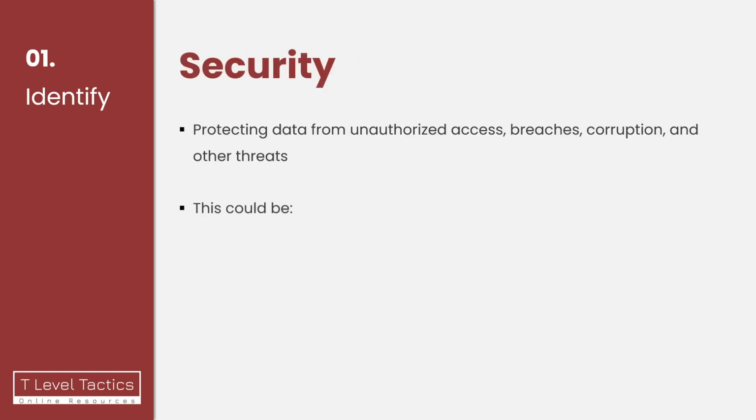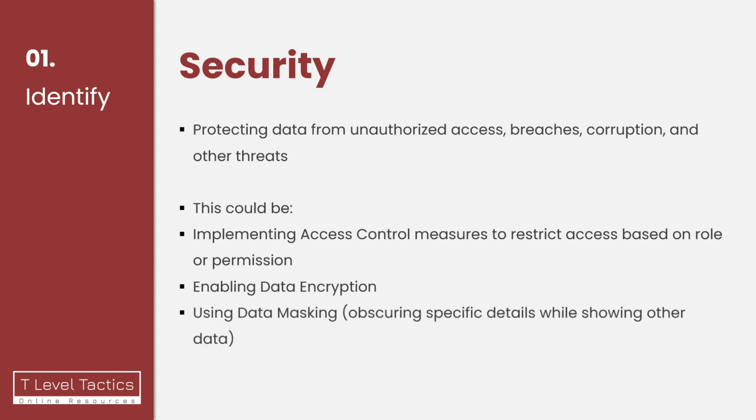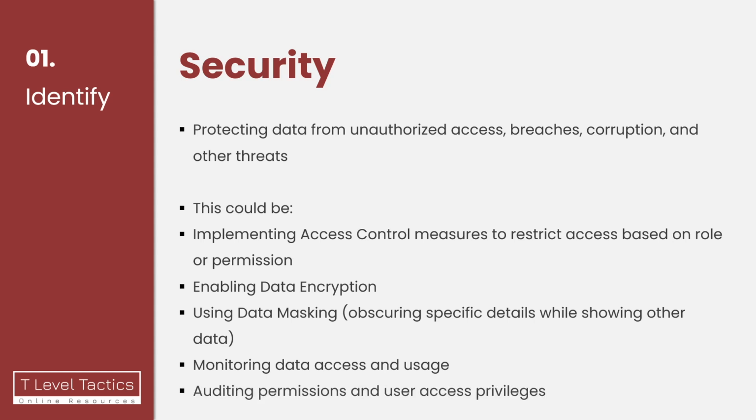And it could be implementing access control measures to restrict access based on role or permissions in the organization, enabling data encryption, using data masking, which means you can obscure specific details while showing other data to users, monitoring data access and usage and by who, and auditing existing permissions, and user access privileges.